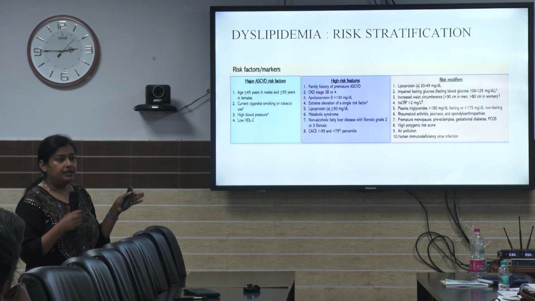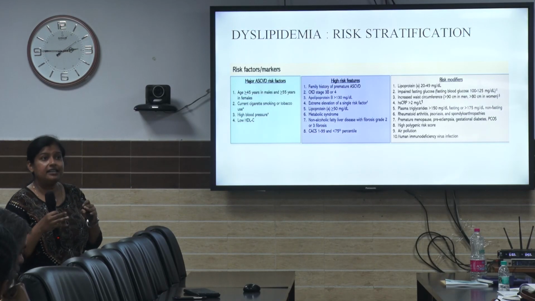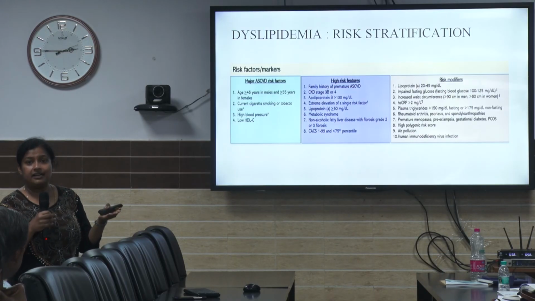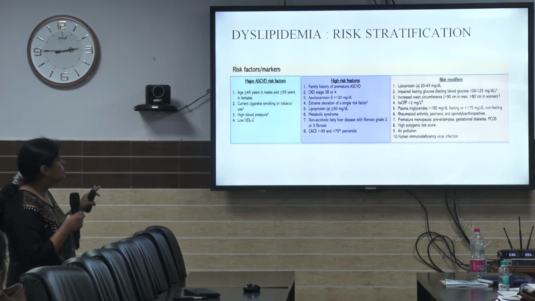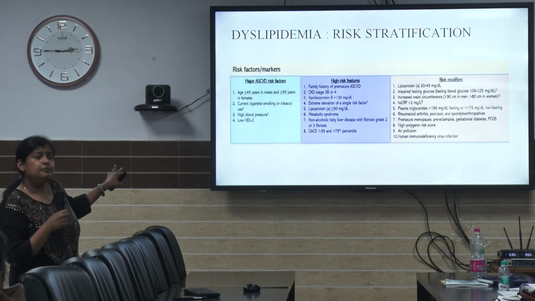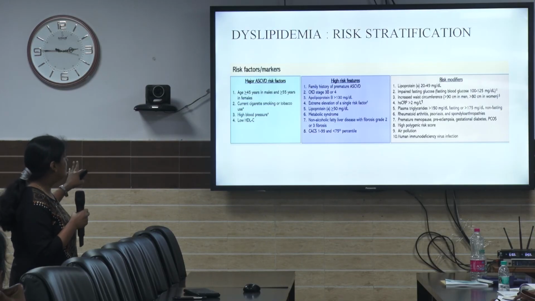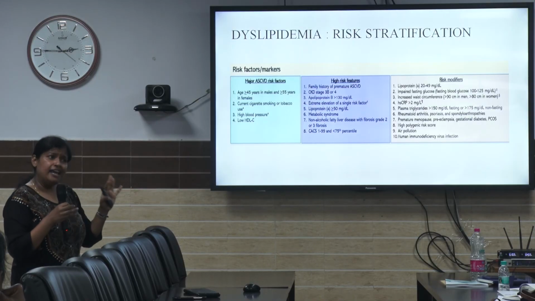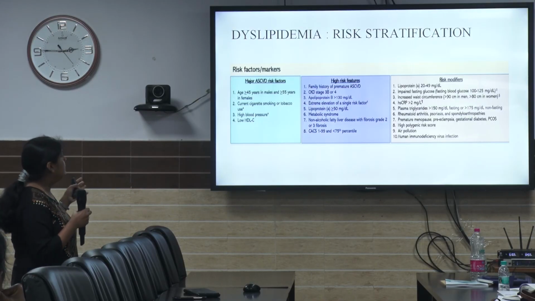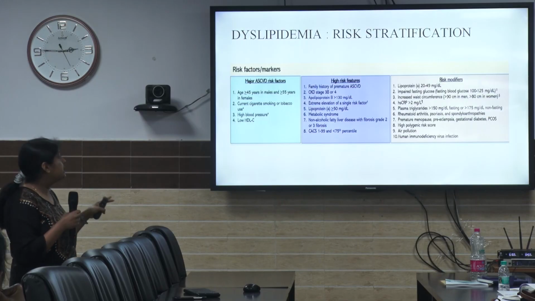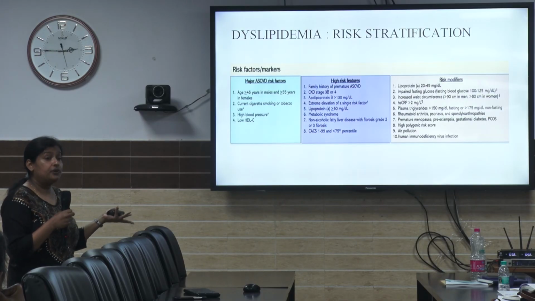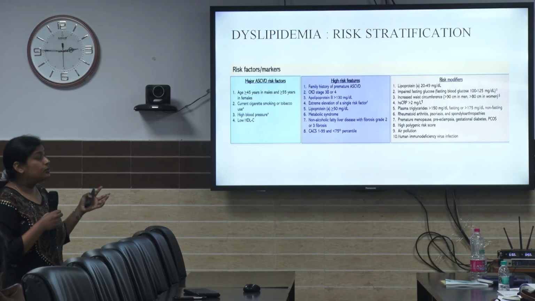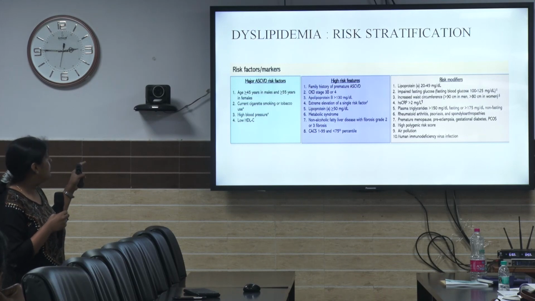So before labeling dyslipidemia or identifying a category, we need to know whom to put in which category, or what the risk factors are. The most important, the blue ones, are the major risk factors. So what are the major risk factors? Four things we need to remember. One of them is age, as already mentioned: a man more than or equal to 45 years of age, a woman more than or equal to 55 years of age. Somebody who's smoking, so cigarette smoking or tobacco chewing.